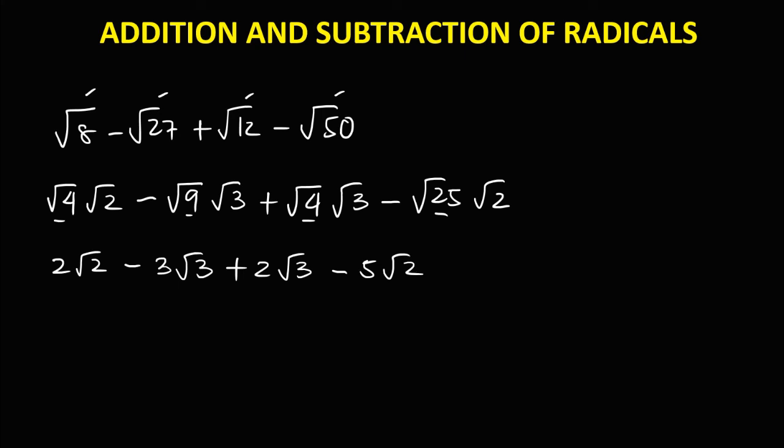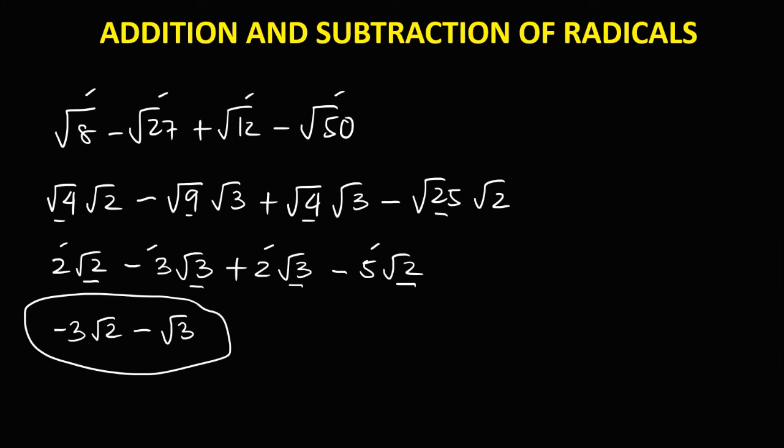Then combine terms with the same radicals. So we can combine these 2 square root of 2 and negative 5 square root of 2. So 2 minus 5, that's negative 3. Then copy square root of 2. Then for this negative 3 square root of 3 and positive 2 square root of 3, so we have negative 3 plus 2, that's negative 1, then copy the square root of 3. So this is now the answer.